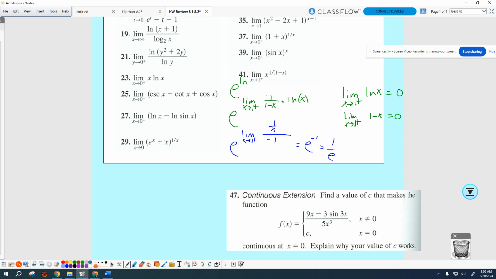Just to point out, guys, 41, please be careful with the negative signs, because this came out to e to the negative 1, which is 1 over e. If you drop a negative, you got a really different number. 27.